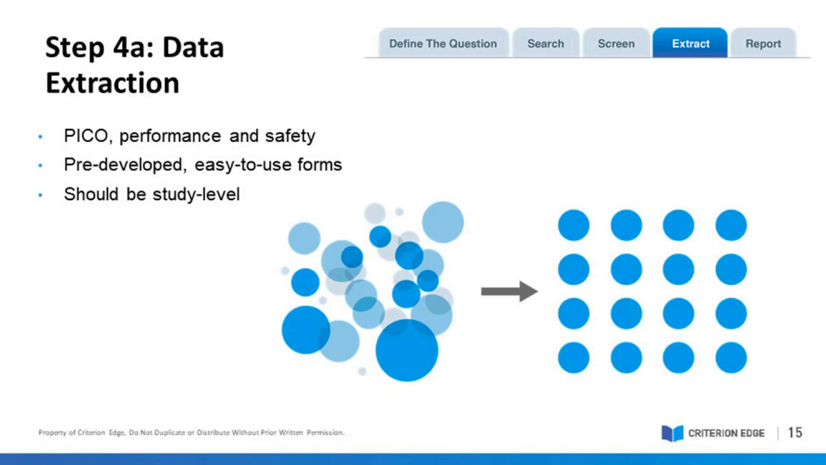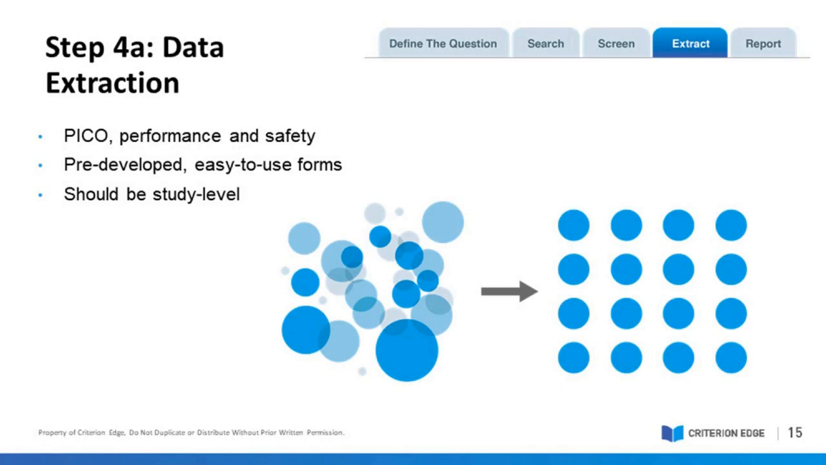The use of predefined, easy-to-use forms is advised, as it helps avoid human error, which often, or maybe I should say inevitably, arises out of manual processes. Using data collection forms can ultimately result in cleaner data and greater efficiency. Lastly, take care that data extraction is performed at the study level.